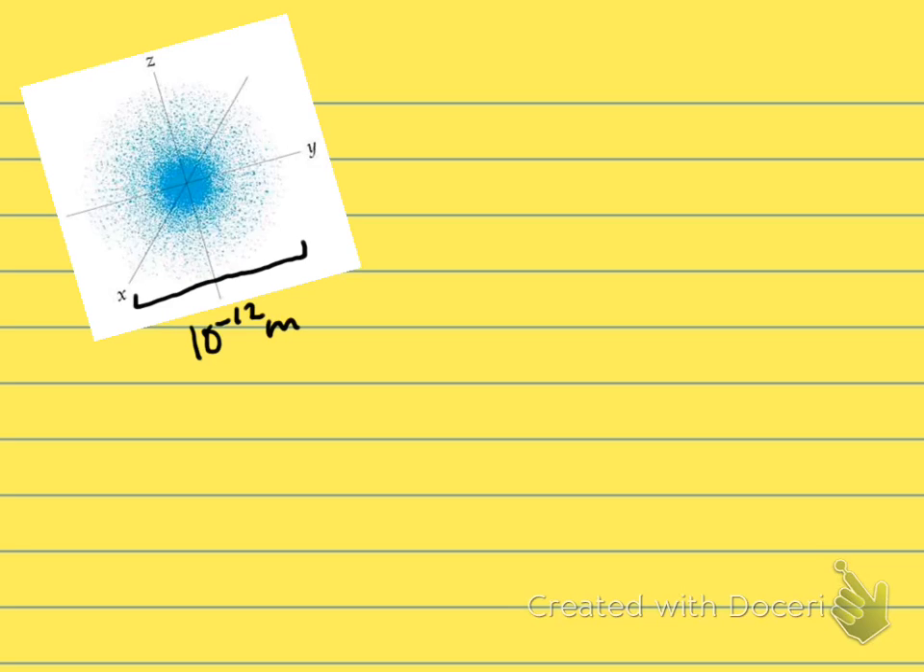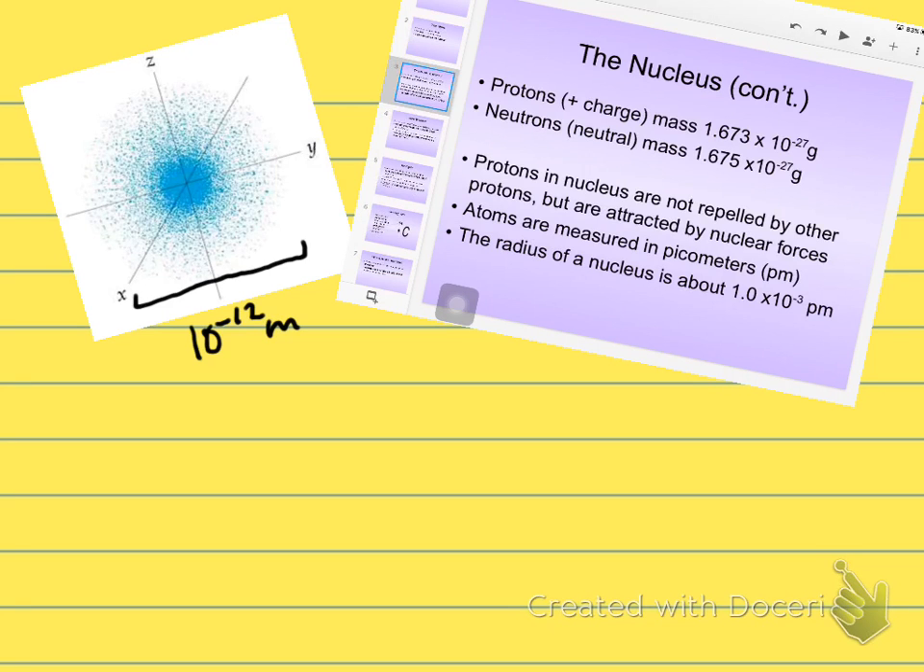So, did you notice something? Did you notice that the mass of a proton and the mass of a neutron are nearly identical? They're really, really close. They are 1.673 times 10 to the negative 27th grams and 1.675 times 10 to the negative 27th grams. That's so close that we might as well call them identical. And in fact, we do.